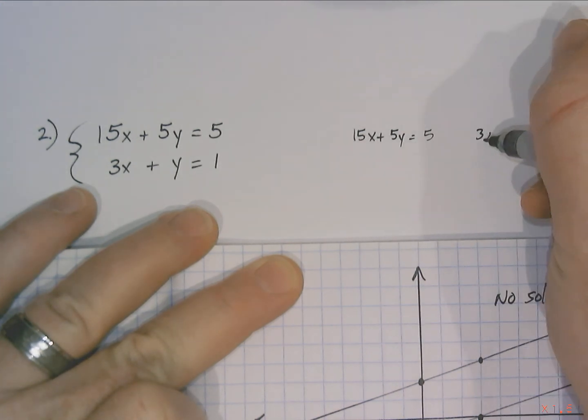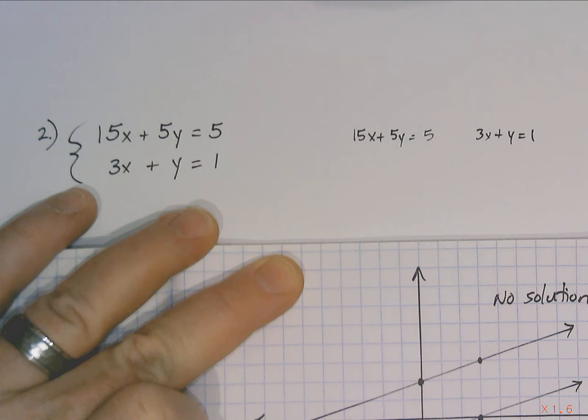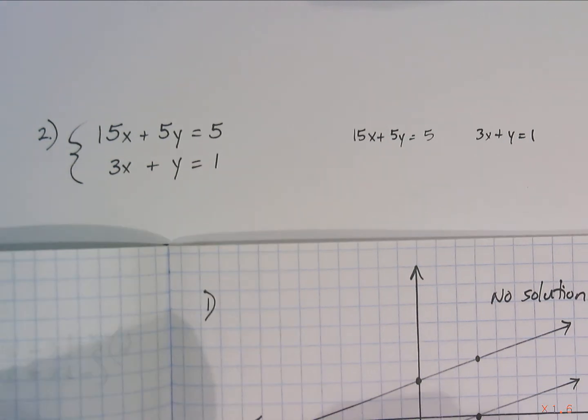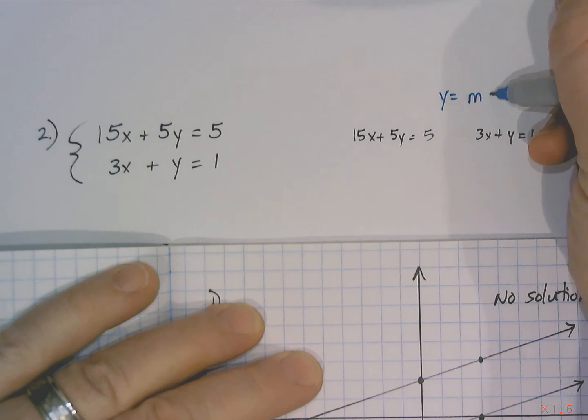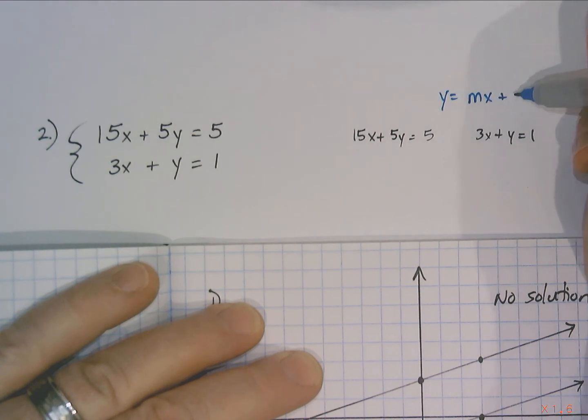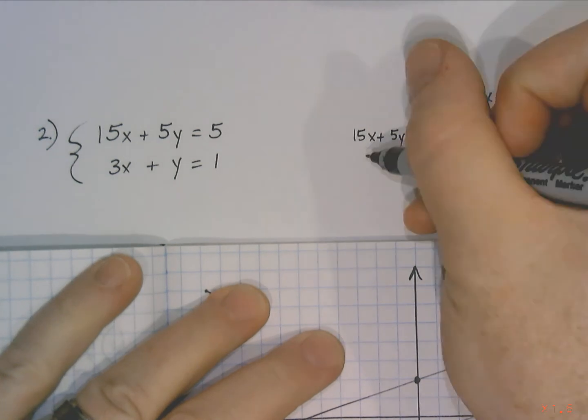Then we've got 3x plus y equals 1. Again, you want this in slope-intercept form. Slope-intercept form is where y is all by itself. You've got mx, the slope times x, plus the y-intercept. All right? So we want y all by itself. That means in the first equation, we're going to get rid of the 15x. We're going to subtract it from both sides.